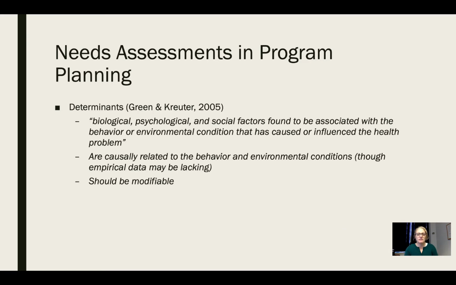The determinants, as defined by Green and Kreuter, are the biological, psychological, and social factors that are found to be associated with the behavior or environmental condition that has caused or influenced the health problem. They are causally related to the behavior and the environmental conditions, though empirical data may be lacking, and they should be modifiable. The logic is causal based on theory, but empirical evidence may be lacking because studies are cross-sectional or correlational.